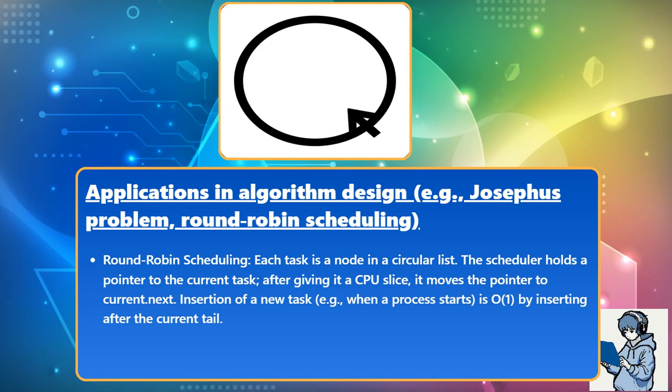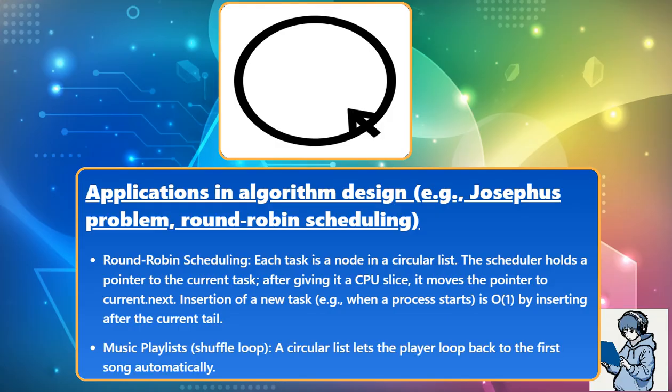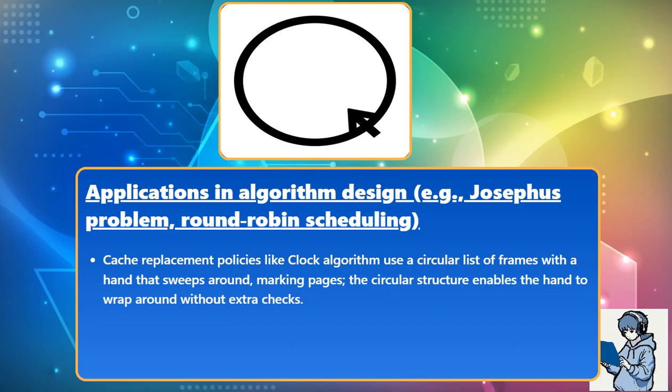Round-robin scheduling: each task is a node in a circular list. The scheduler holds a pointer to the current task. After giving it a CPU slice, it moves the pointer to current.next. Insertion of a new task, for example when a process starts, is O(1) by inserting after the current tail. Music playlists shuffle loop. A circular list lets the player loop back to the first song automatically. Cache replacement policies like the clock algorithm use a circular list of frames with a hand that sweeps around, marking pages. The circular structure enables the hand to wrap around without extra checks.